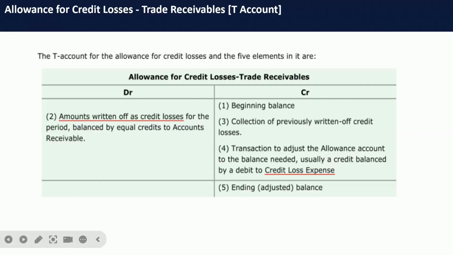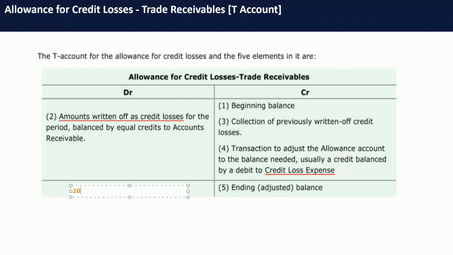Then in the fourth entry, this is about your credit loss expense. So what is the purpose of this credit loss expense account? It is only an adjustment account. You will use this to adjust your earlier allowance for credit losses balance to the new balance that you estimated. Yes, we'll understand this with a small example.